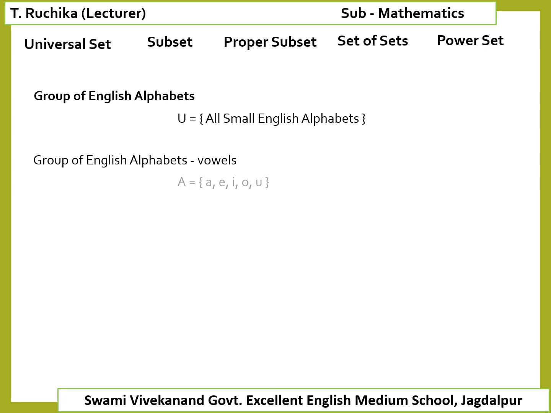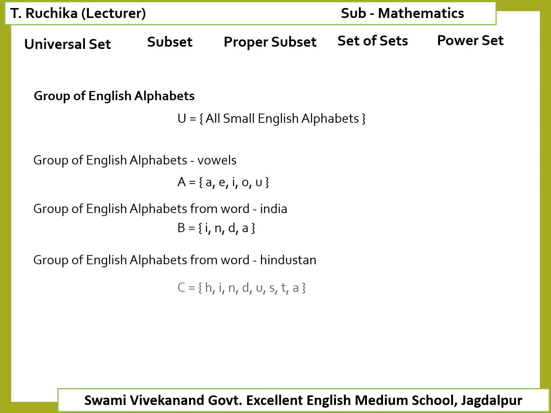Here we are having some more sets: universal set, subset, proper subset, set of sets, proper set, power set. With the help of some examples, we are going to clear these concepts. First, we have U equals all small English alphabets, meaning U is a set having all the English alphabets in small letters. A equals A, E, I, O, U. That is the set of vowels.